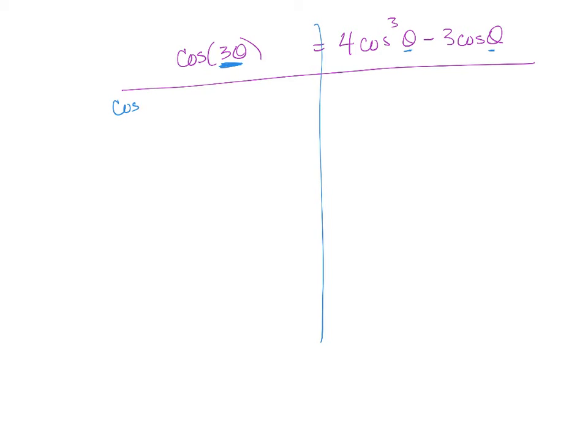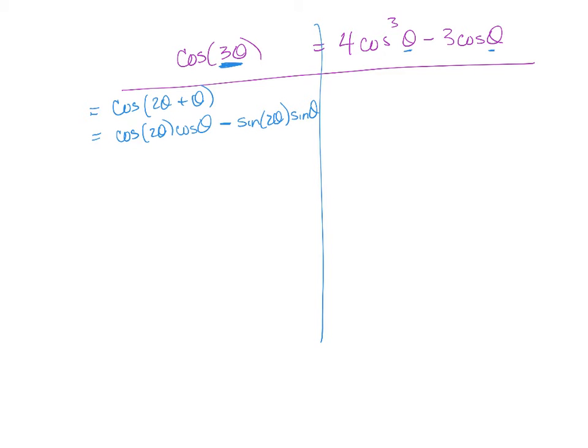I know that 3 theta is going to be cosine of 2 theta plus theta, right? Because 2 plus 1 is 3. And so it's equal to that. And now we're going to use the cosine sum identity. So this is equal to cosine 2 theta cosine theta, flip the sign, minus sine 2 theta sine theta. Okay?